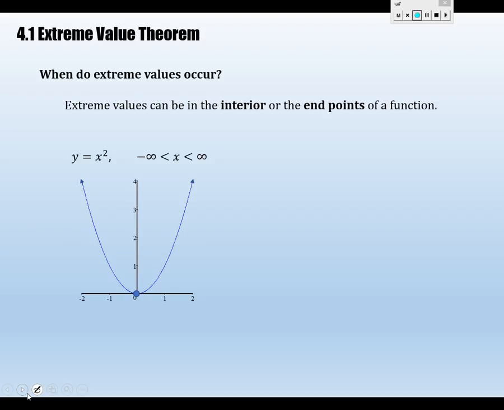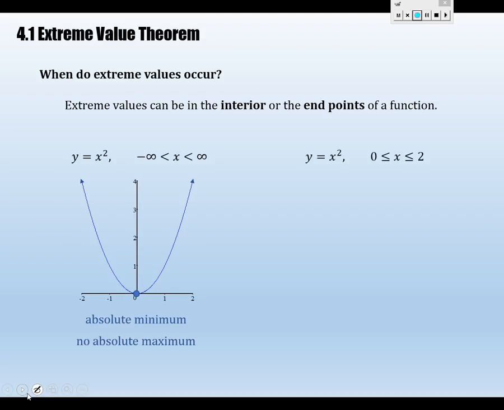Again, my question on each picture I'm going to show you, a couple of pictures, is: does it have an absolute max? Does it have an absolute min? I want to answer both of those questions. This one, does it have one or the other or both? It has only an absolute minimum, no absolute maximum.